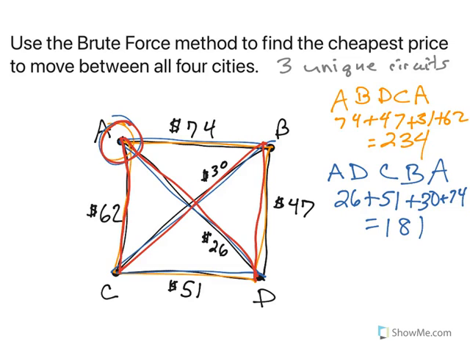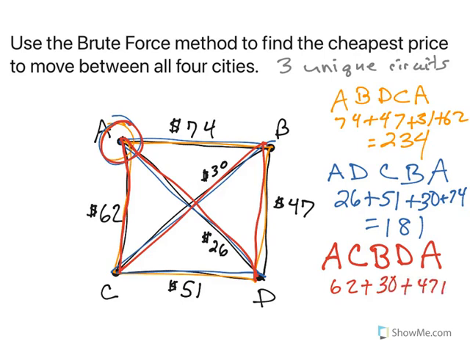And then, if we would start again at A and go to C, to B, to D, to A. Did I get them all? All right, so A to C, to B, to D, to A. Okay, so A to C is 62, C to B is 30, B to D is 47, and then D to A is 26. And that gives us a total of 165.